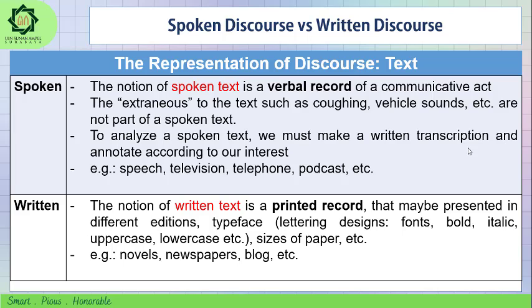For the written text, the notion of written text is a printed record. Printed record here doesn't always mean that we have to print the written text with a printing machine. It's not always from the printer, but if we write down something using our hand on a piece of paper, that is also a written text. So our handwriting is also printed.